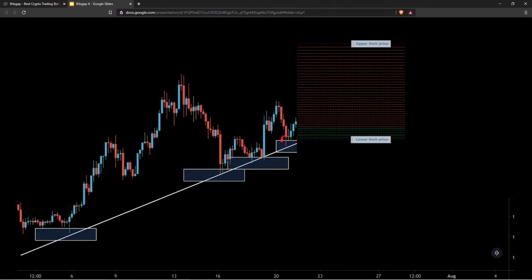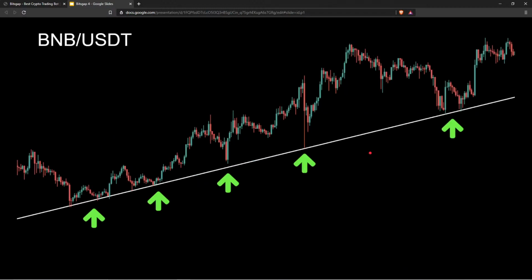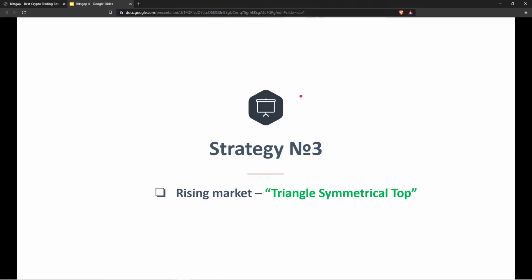So you see a successful bounce off. As you see it, you can actually initiate a trade. Make sure that your stop loss in this case is below the support line. So yeah, that was BNB trading to USDT, and you see how successfully it's been trading and respecting the support line. And the third strategy in today's webcast is known as triangle symmetrical top.